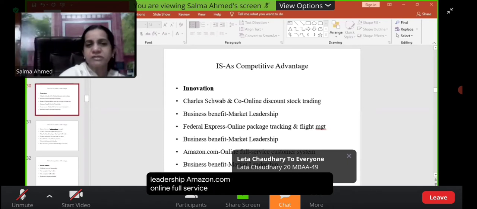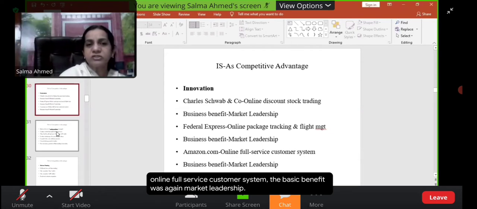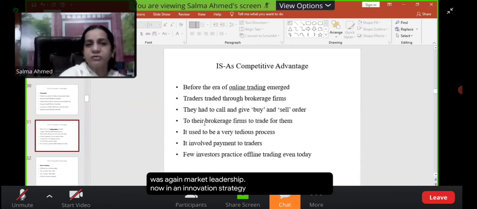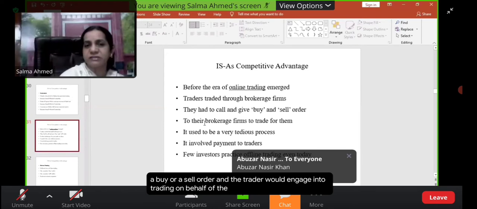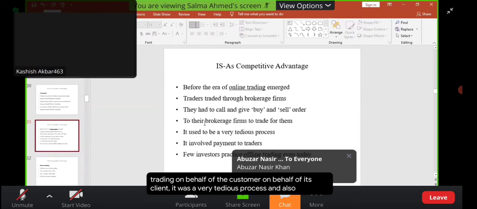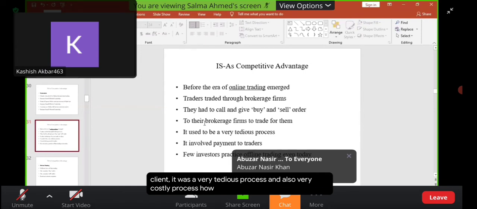Now, in an innovation strategy, before online trading emerged, traders would trade through brokerage firms, or they would appoint brokers to trade for them. They would give them a buy or a sell order, and the broker would engage in trading on behalf of the customer, on behalf of their client. It was a very tedious and also a very costly process. However, there are still many who indulge in an offline trading system.